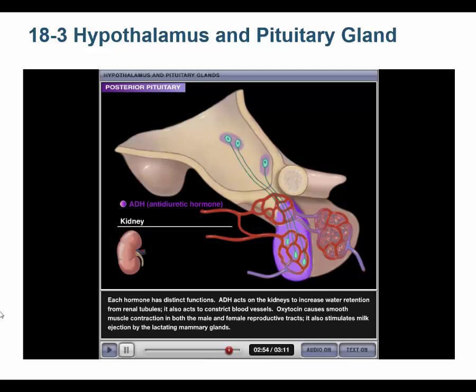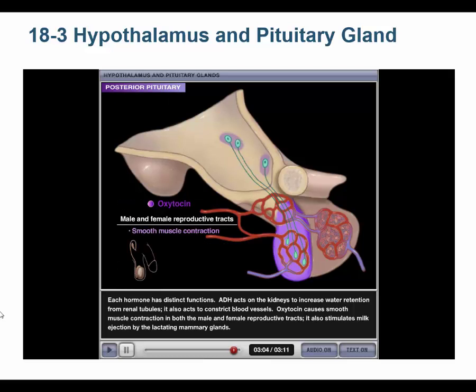ADH acts on the kidneys to increase water retention from renal tubules. It also acts to constrict blood vessels. Oxytocin causes smooth muscle contraction in both the male and female reproductive tracts. It also stimulates milk ejection by the lactating mammary glands.